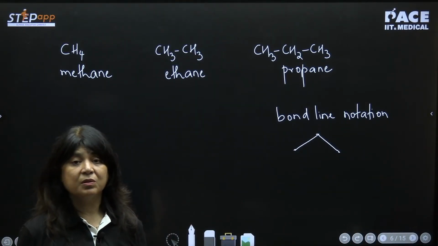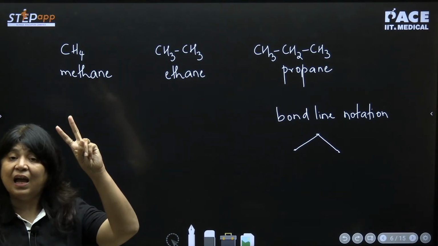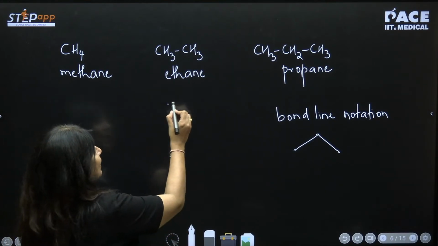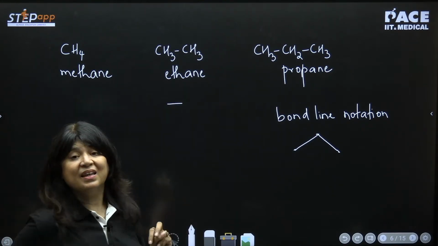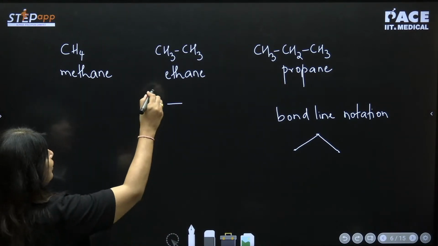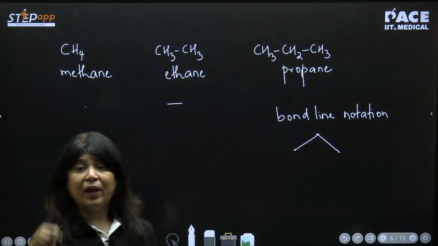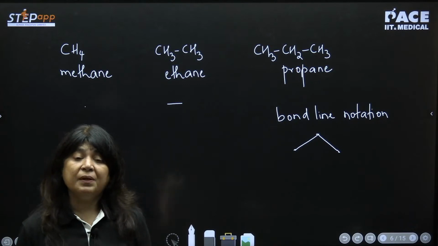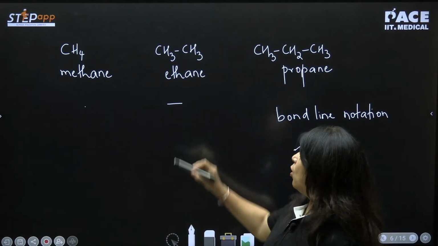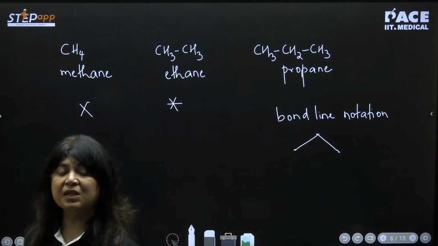Why 3 carbon atoms? Because I cannot write a bond line notation for ethane. Ethane has only 2 carbon. 2 carbon means I cannot show it like this. This could also represent, say, a hyphen. So we cannot have bond line for ethane, neither for methane, because methane has only 1 carbon. I'll have to write it as a dot. The dot could represent a full stop. Am I right? So bond line will always begin from 3 carbon atoms in alkanes.